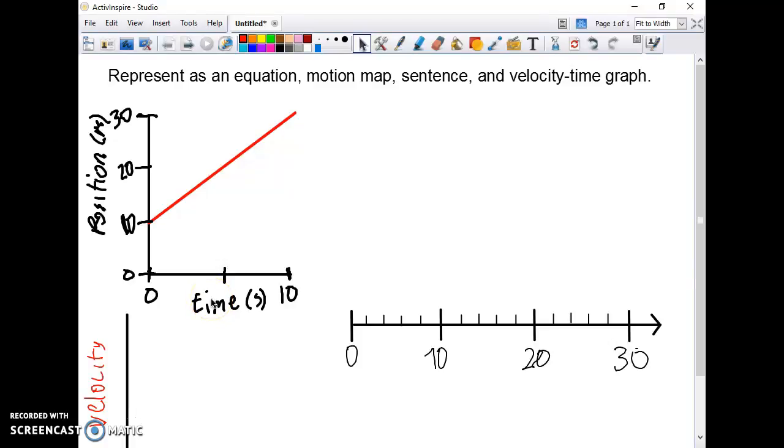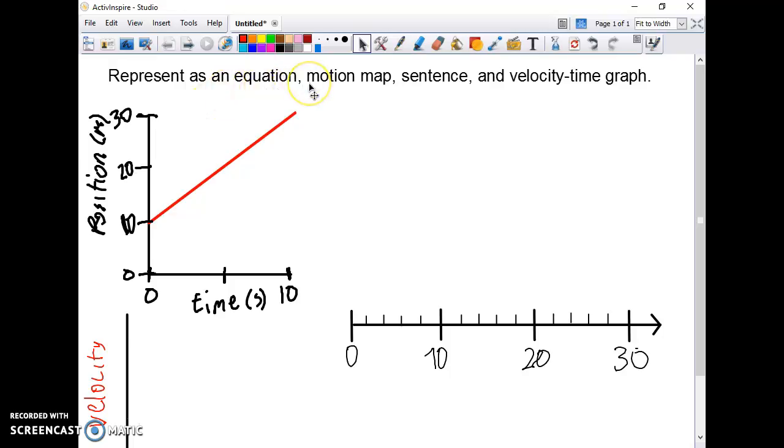Howdy, y'all. Here we're given a representation of some motion on a position time graph, okay? The representation here, let's say, is somebody walking in the agora. They start 10 meters away from the origin. Perhaps the origin is the door, so they're 10 meters away from the door, and they're walking away from the door, right, for 10 seconds, until after 10 seconds they get to be 30 meters away from the door.